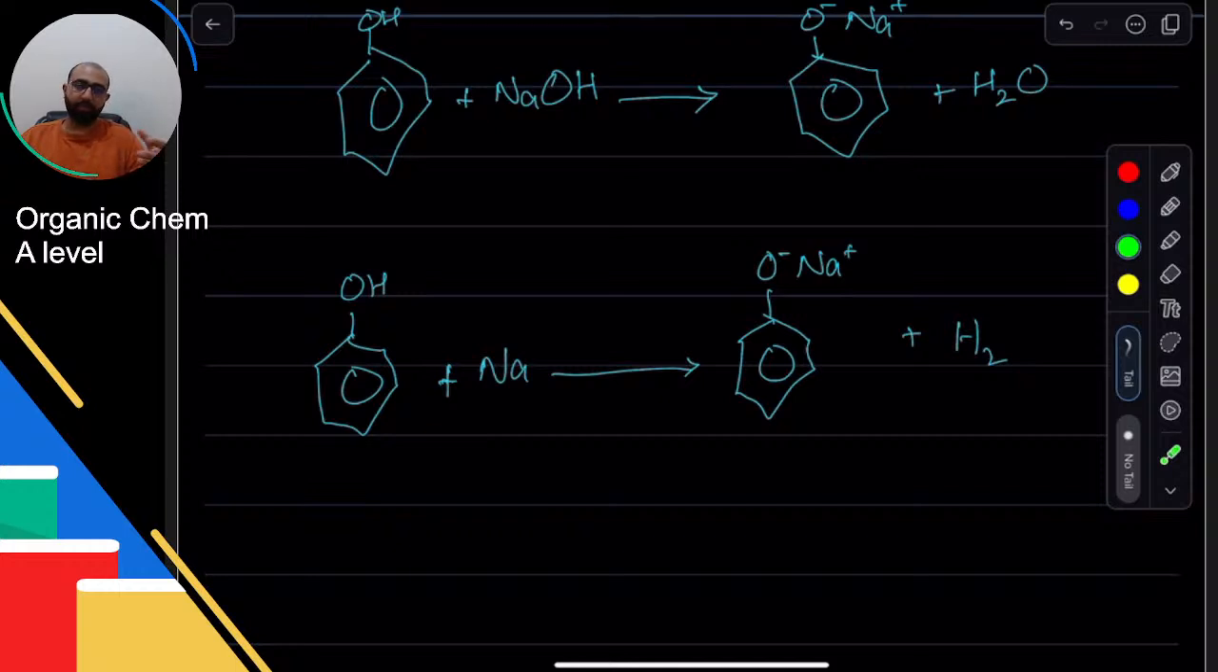Ring doesn't need a catalyst unless you're getting nitro. For nitro, you need nitro to be formed through H2SO4. Okay, so the phenol reactions are very straightforward, small reactions. Alright, so just two reactions.